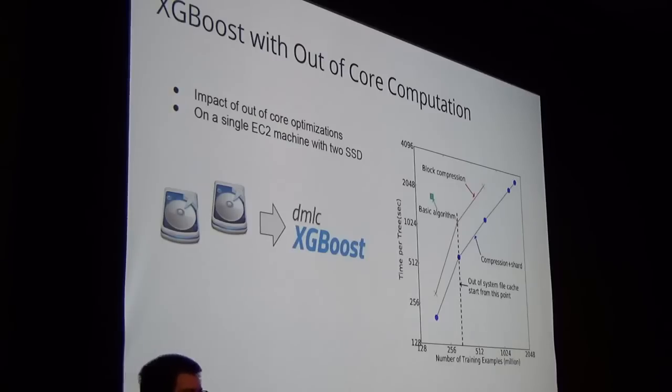And we use several techniques to improve this external memory computation, in the sense that we're adding compression, sharding, and other system optimizations. So that in the end, we can train 2 billion data points on a single machine without a problem. And those 2 billion data points correspond to around 1 terabyte of data, uncompressed.